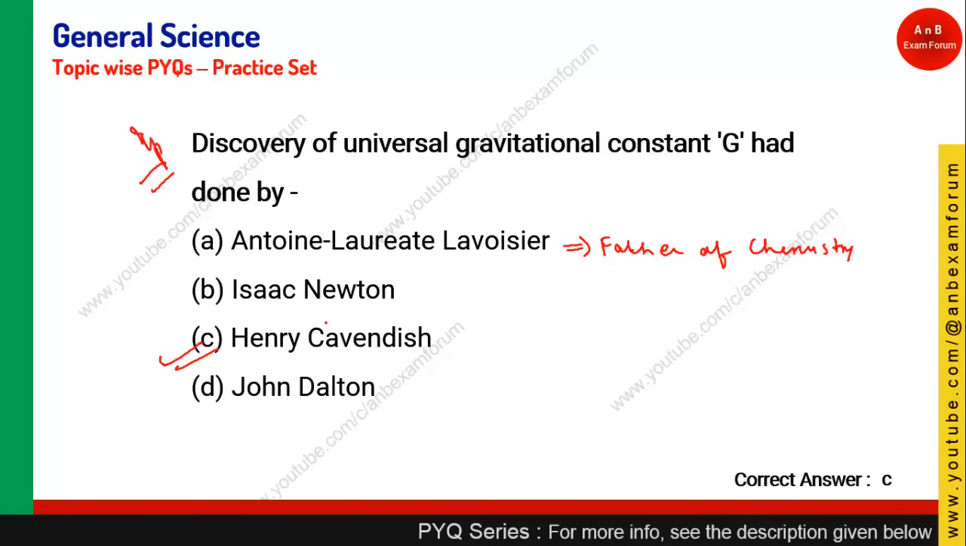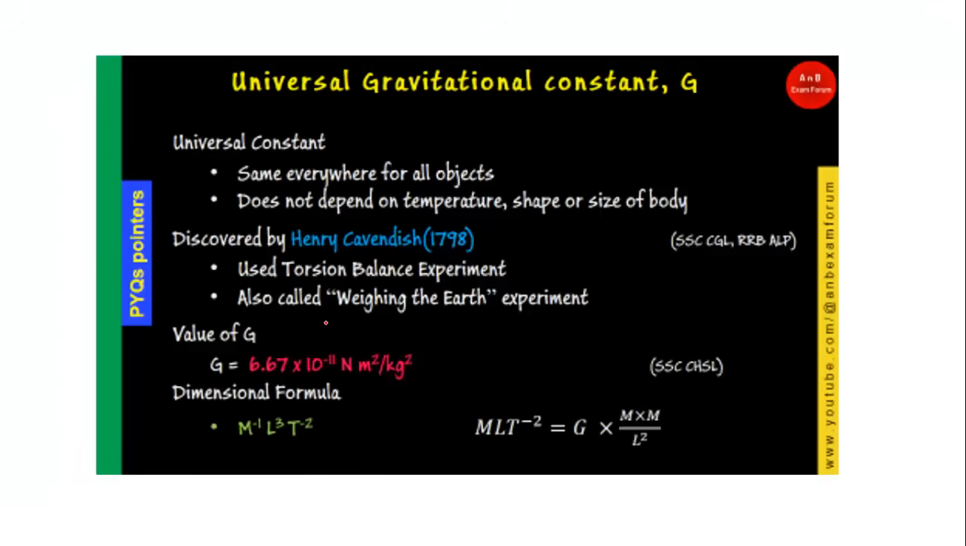We have seen the pointers related to the universal gravitation constant G: it is a universal constant, so it will be the same for all objects, whether you are on Earth or Mars or anywhere in the universe. Since it is a constant, it does not depend upon the temperature, shape or size of the body. Very important, it was discovered by Henry Cavendish in the year 1798, and this was asked in many exams related to SSC and RRB.